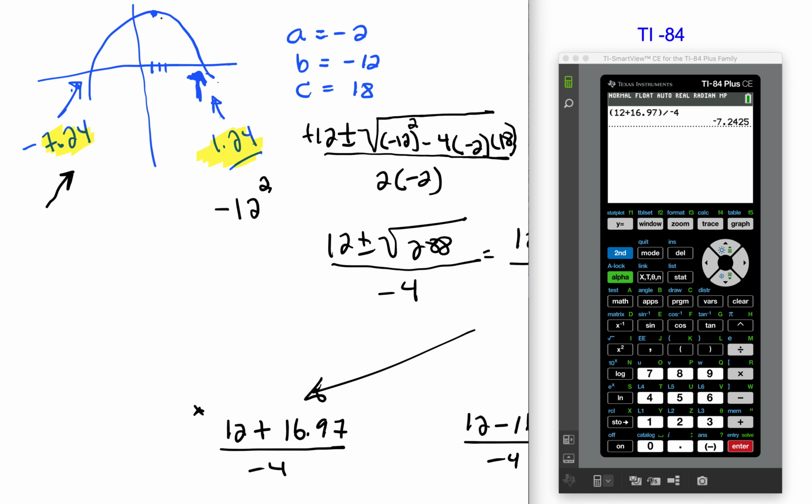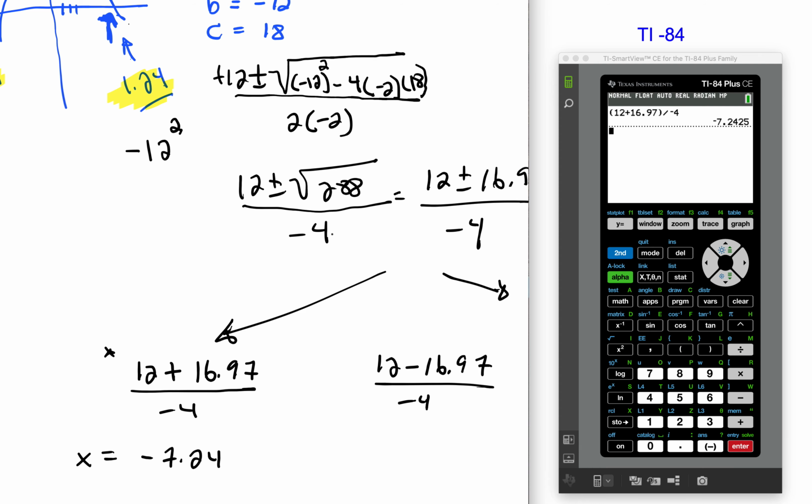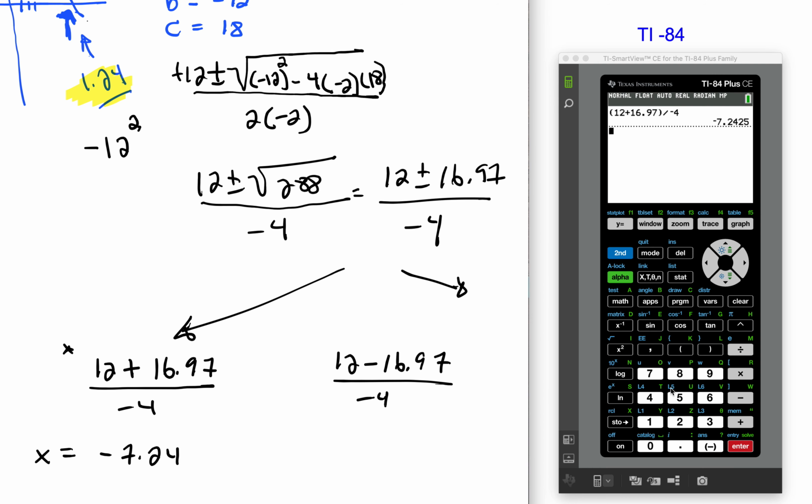All right, now let's do the other one. I could be really lazy. I could just go like that, and then go over here and put a minus. It's the same thing, right? Go over there.